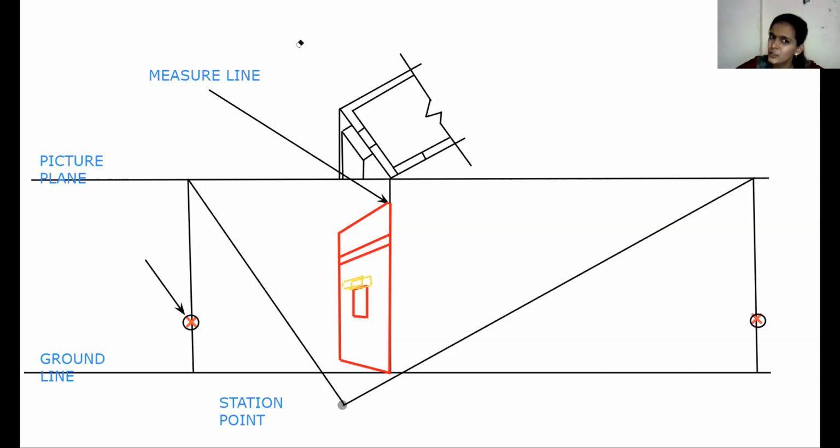You just need to connect all the corners, so you will form the sides. Now what next? Is this a perspective view? No, because this is a typical view of a chhajja where we are going to show all the sides.